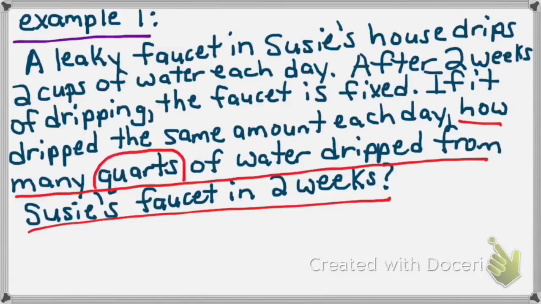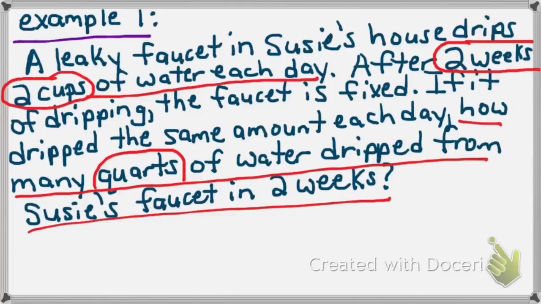Okay, let's see what we know. We know that it's asking for how many quarts. That's important. Now, we know that 2 cups of water dripped each day. After 2 weeks of dripping, the faucet was fixed, so obviously then it stopped dripping. We know the same amount of water dripped each day, and again, the 2 cups were for each day.